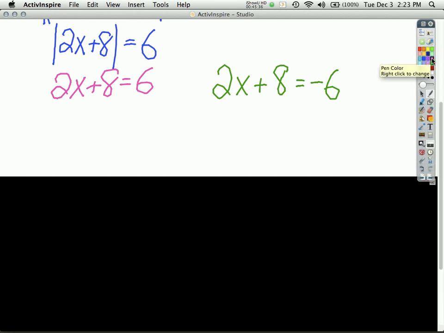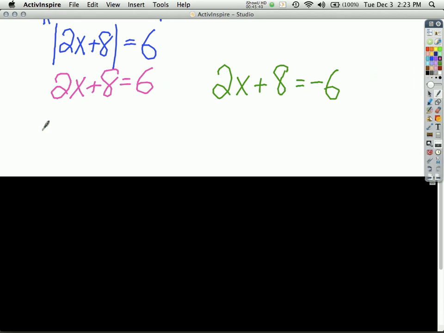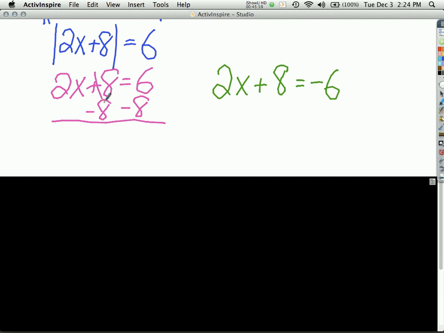So, solving, how many steps is this going to take, the one I wrote in purple? How many steps is that going to take? I should see every single hand up. Every single person knows how many steps it's going to take. How many steps? Sebastian in the back? 2. It's a 2-step equation. Subtract 8 from both sides. This disappears. I get 2x equals negative 2.